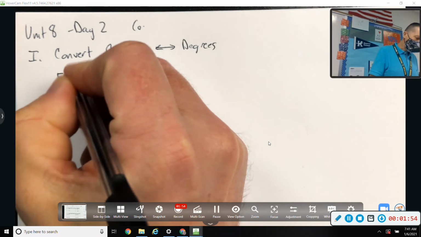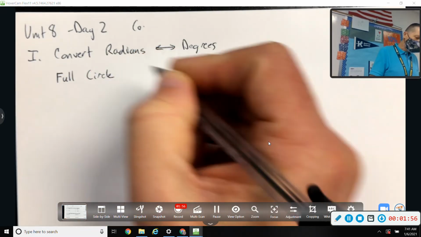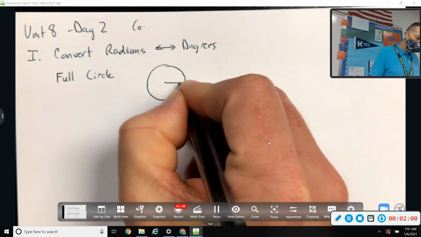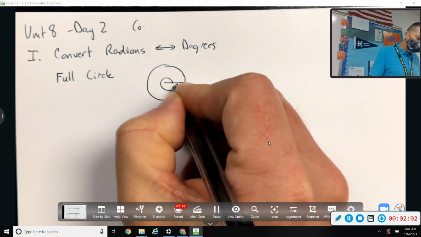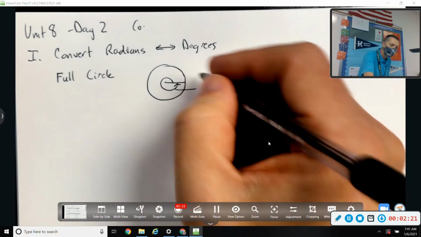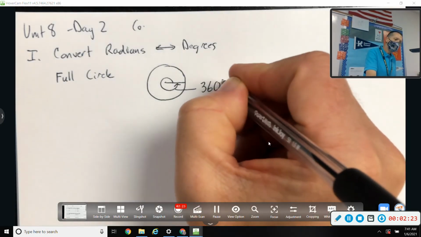Let's first think about a full circle, or a full spin around a circle. If you go all the way around, I swear if there's any skaters, if anybody was a skater in middle school, it's kind of a past thing now. Nobody's skateboarding. But what is it called if you go one time all the way around? How many degrees is that? 360. 360 degrees.